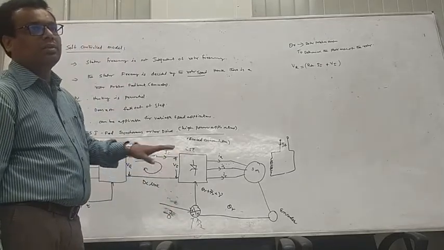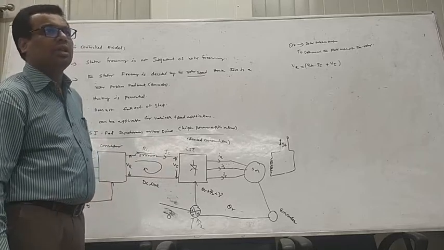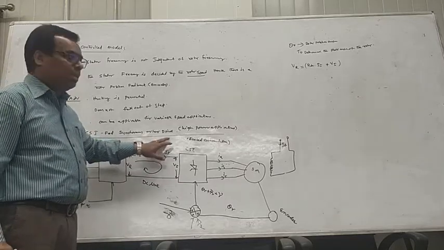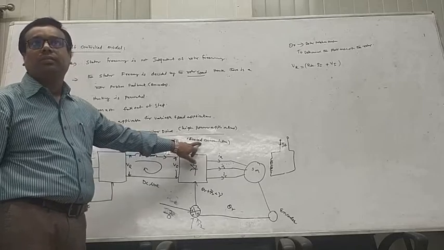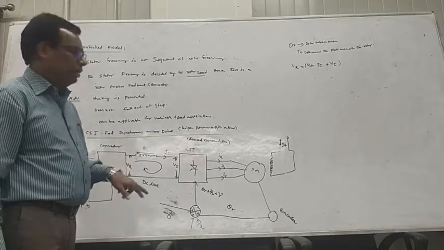self-controlled synchronous mode. So in the self-controlled synchronous mode, how are you achieving it? By using a CSI-fed synchronous motor drive. This CSI-fed synchronous motor drive is a forced commutation device. Okay, so just apply the KVL to this particular loop.